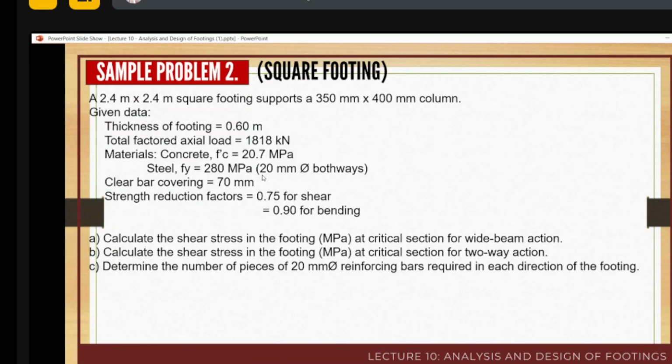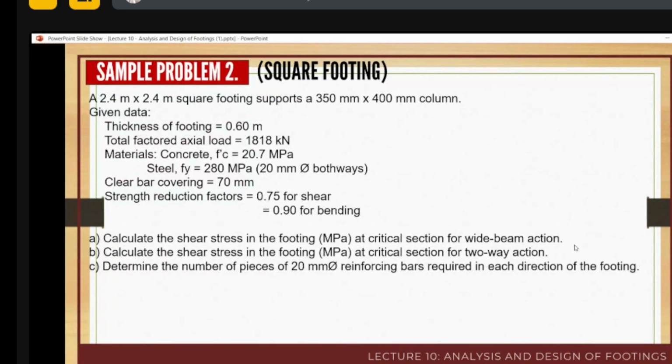For the main reinforcement, 20 mm diameter for both ways, and clear bar covering, steel covering, using 70 mm. And of course, using strength reduction factors of 0.75 for shear and 0.9 for bending. Question: calculate the shear stress in the footing at the critical section for wide beam action.